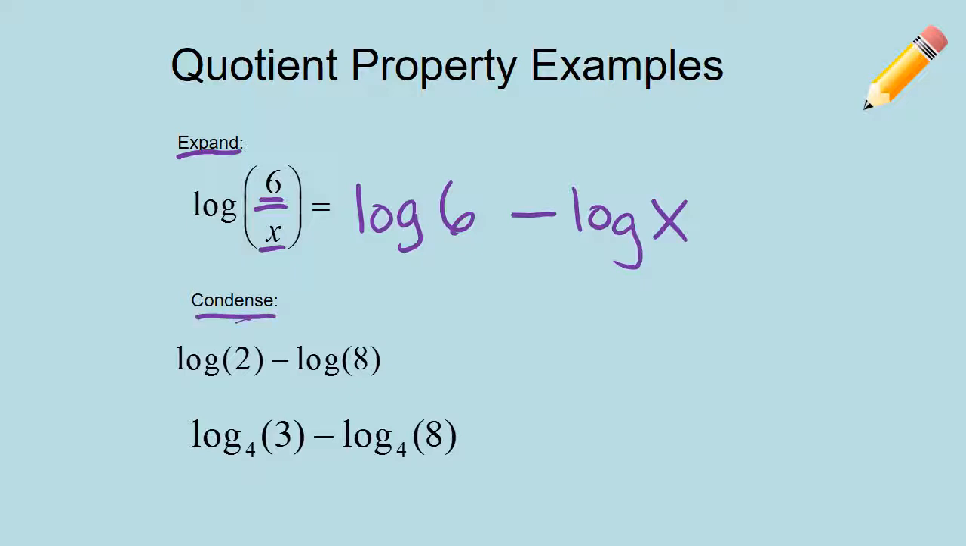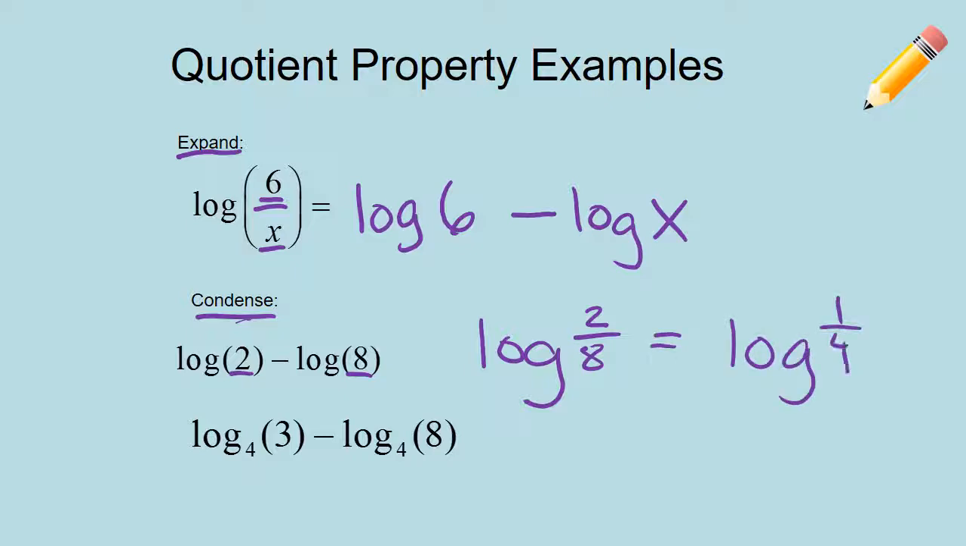Let's go in the reverse. Let's condense. I have 2 logs, so I want to condense down to 1 log. What's first goes on top. What's second goes on bottom. It's a common log, so I can write a 10 or leave it. But no matter what, you always reduce any numerical values that you can, especially fractions.